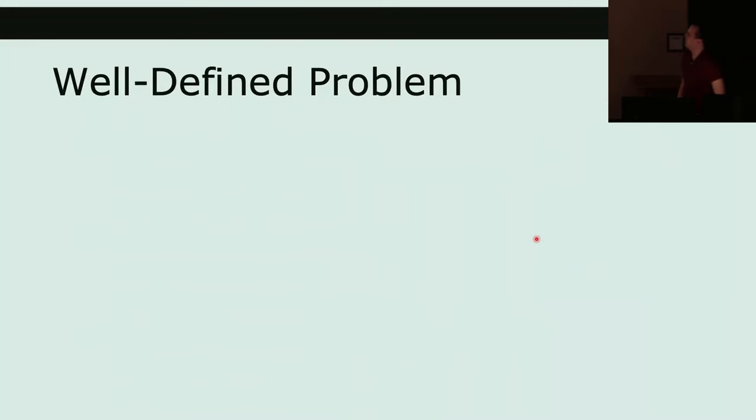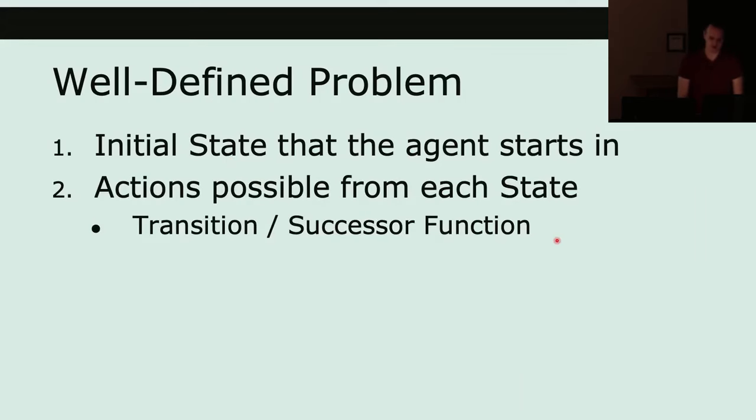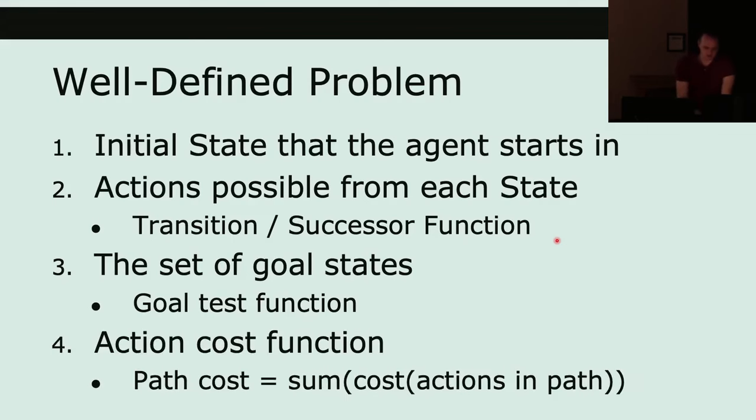A well-defined problem is going to consist of a few different things. First, it's going to be the initial state that the agent starts in. You've got to tell the problem, okay, here's where you're starting. Then the actions that are possible from each state. In this problem, like I said, you're either going up, down, left, or right by a meter, or you could go between towns, whatever. The set of goal states also has to be well defined, or the goal testing function, whichever you're using, and also the action cost function.